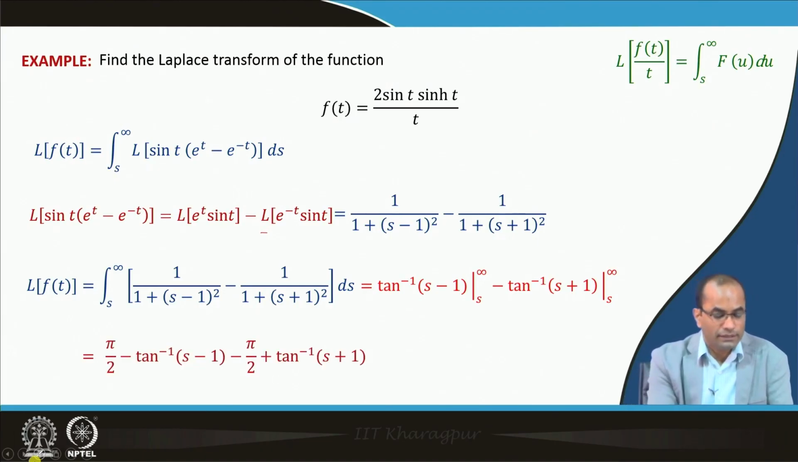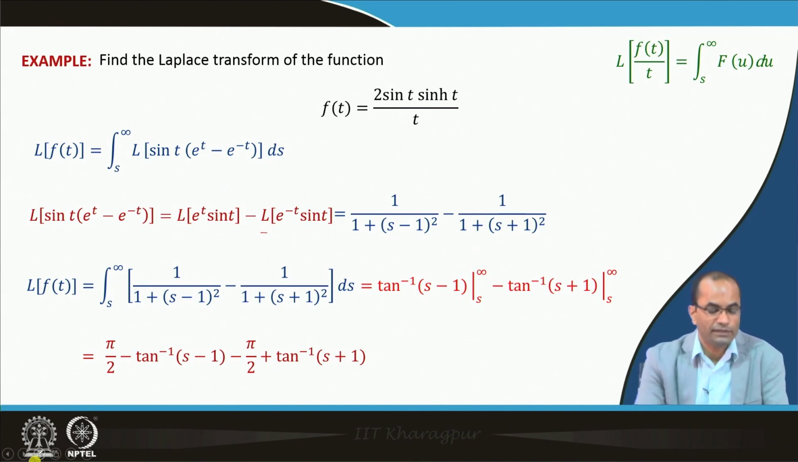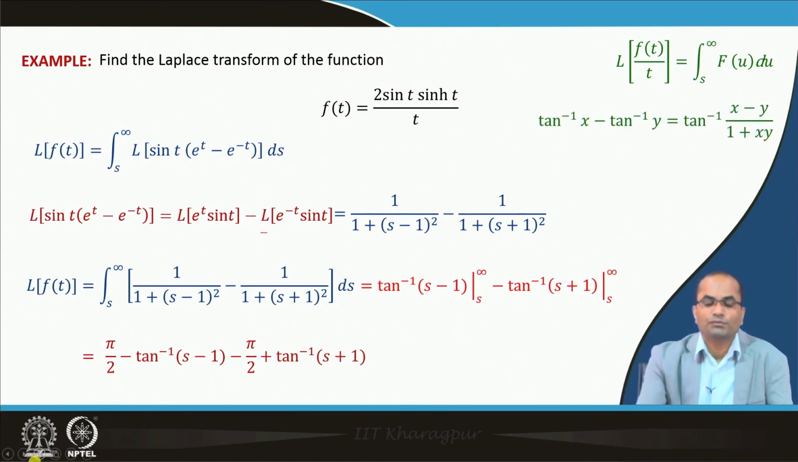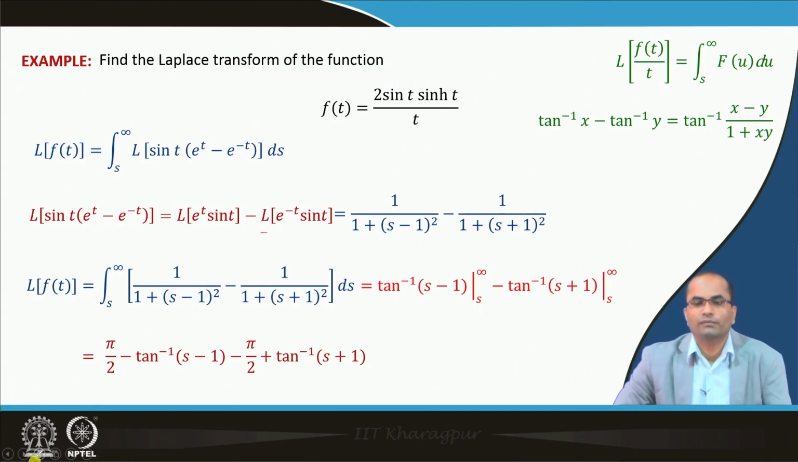And then we have pi by 2 minus tan inverse (s minus 1), because when s approaches infinity, tan inverse of infinity will be pi by 2, and then minus, in the same situation, pi by 2 minus tan inverse (s plus 1). So, the pi by 2 and pi by 2 will cancel out, and then using the property that tan inverse x minus tan inverse y is equal to tan inverse of (x minus y) over (1 plus xy), we can further simplify to get tan inverse of 2 over s squared.